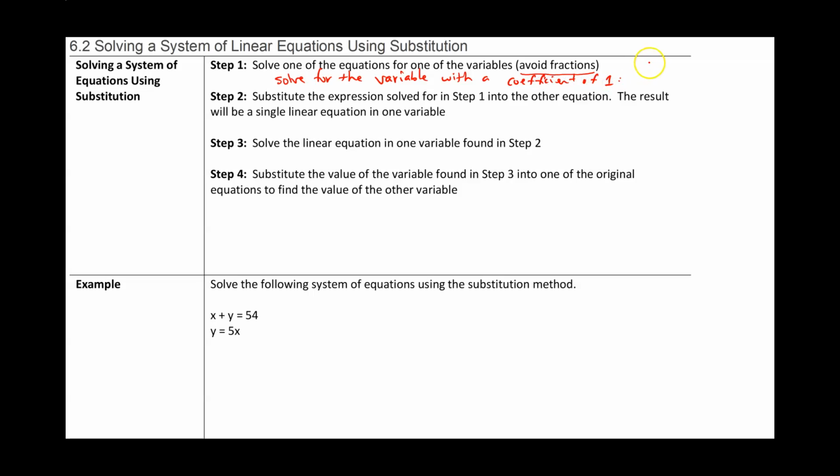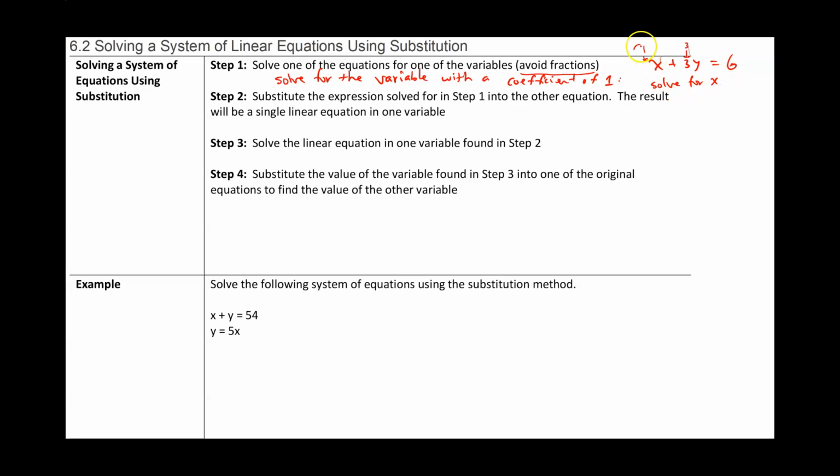For example, let's say we have x plus 3y equals 6. The coefficient of x is 1, and the coefficient of y is 3. So here, this is the coefficient, which is 3, and this is the coefficient, which is 1. So the variable we would solve for is, in this case, x.